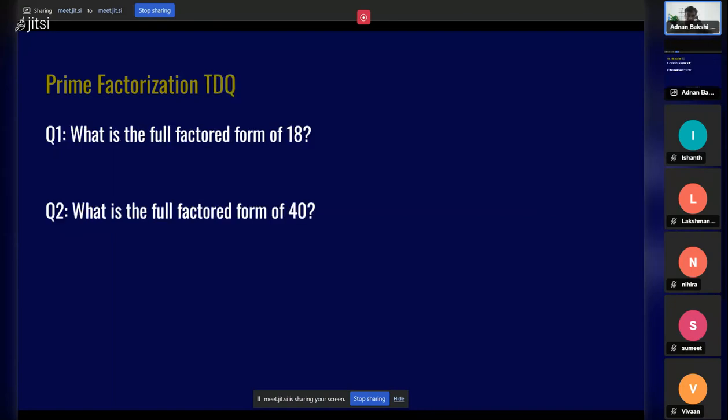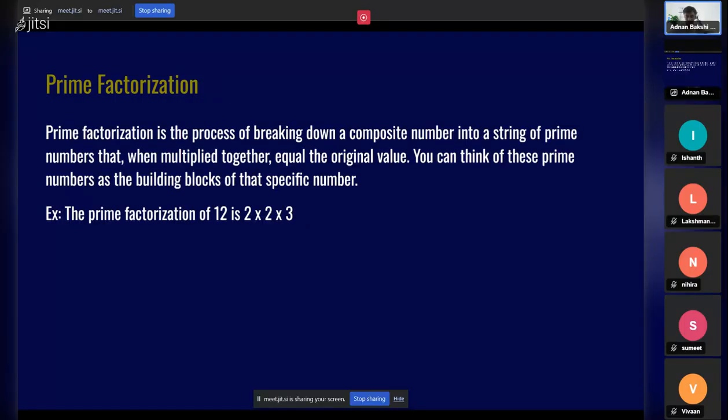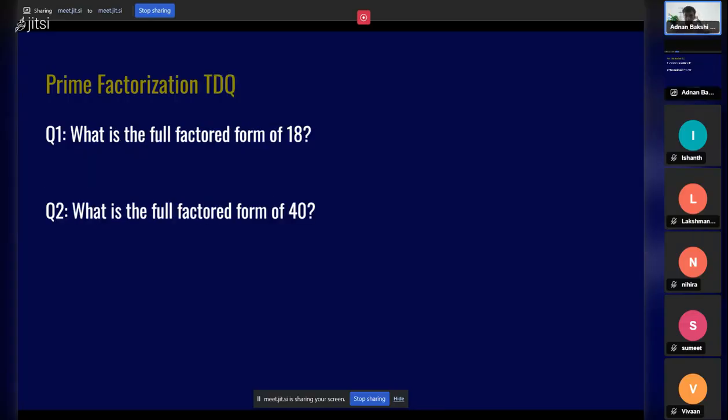So let's have some questions. If y'all understood that well, I'm going to give you some questions you can do by yourselves. So, what is the full factor form of 18, and what is the full factor form of 40? I'm going to give you 3 minutes again to solve both of these problems. If y'all are done, you can type it in chat. Remember, prime factorization is just the building blocks of that number, and it has to be made up of prime numbers. And prime numbers are numbers that can only be divisible by themselves and 1. Okay? Other questions?